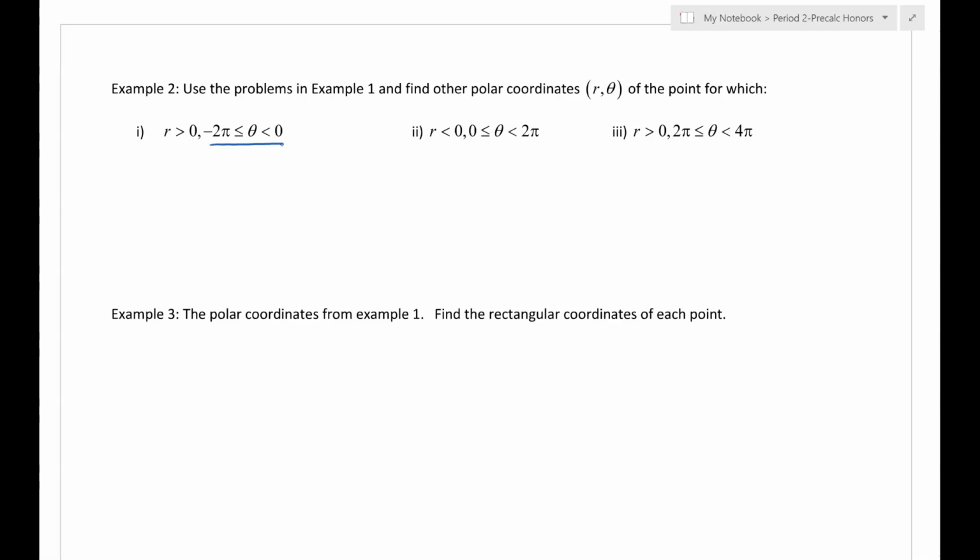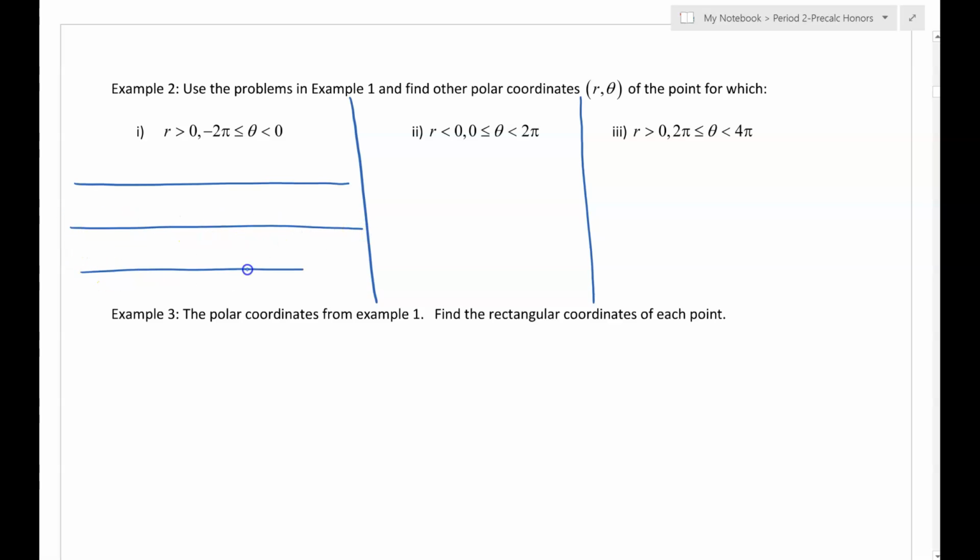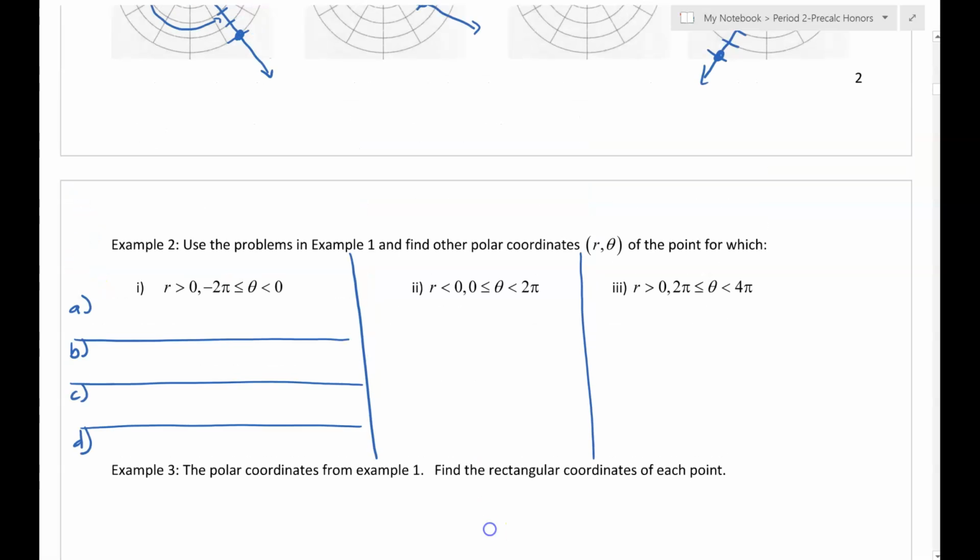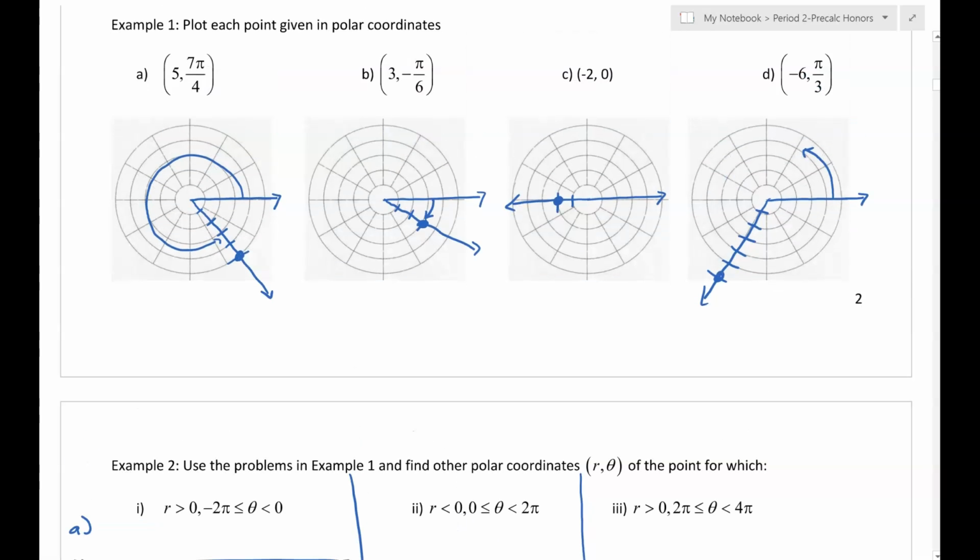Now, as you know, example 1 had 4 parts, so why don't we make 4 little boxes? How about this? Separate these, and because we have 4 parts in example 1, I want to have room for all 4. So example 1, A, B, C, and D. Let's go and find example 1A. 1A, the original was already a positive radius, so we got positive radius check, and the angle was positive 7 pi over 4.